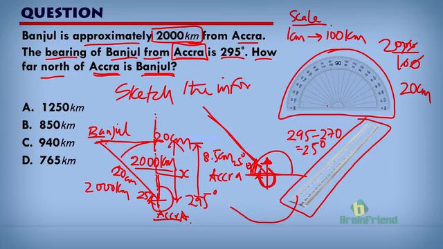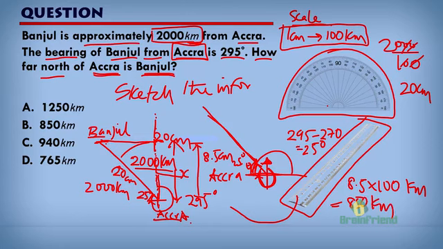Now, we have a scale where we say 1 centimeter represents 100 kilometers. If you have 8.5 centimeters, therefore, okay, multiply that by 100, and then we'll get our answer in kilometers. That gives us 850 kilometers. So, Banjul is what? 850 kilometers north of Accra. Let's see which of our options here are correct. Is it A, B, C, or D? Option B is obviously correct, 850 kilometers.